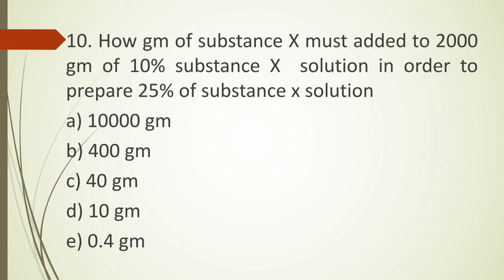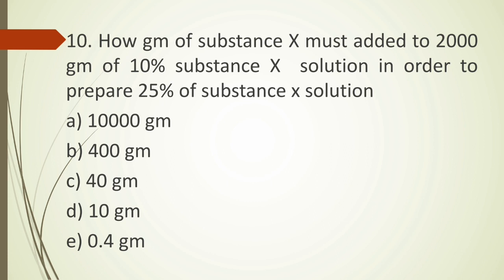Now let's see the last question. How many grams of substance X must be added to 2000 gram of 10% substance X solution in order to prepare 25% substance X solution? Option A 1000 gram, option B 400 gram, option C 40 gram, option D 10 gram, and option E 0.4 gram. We have to find the quantity of X which should be added to 2000 gram of 10% substance X in order to obtain 25% substance X.